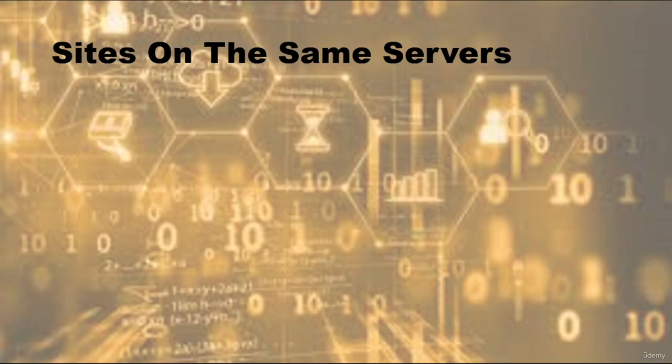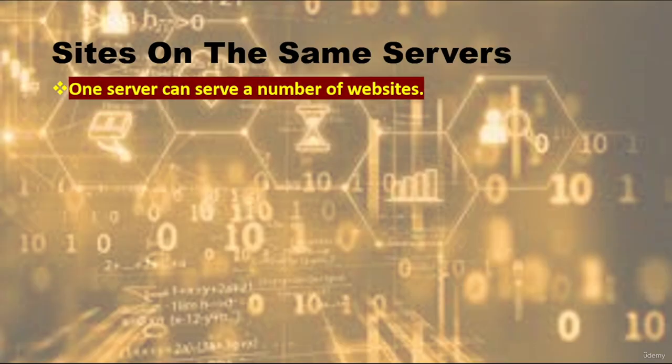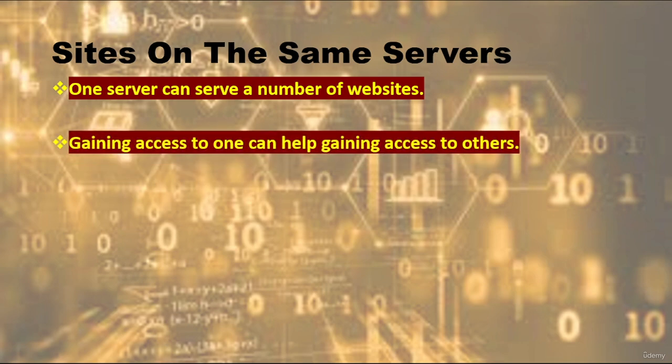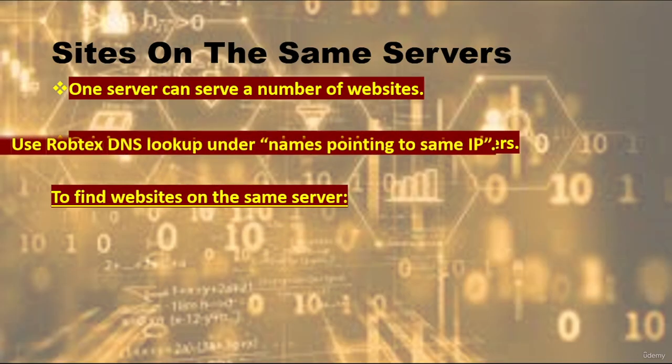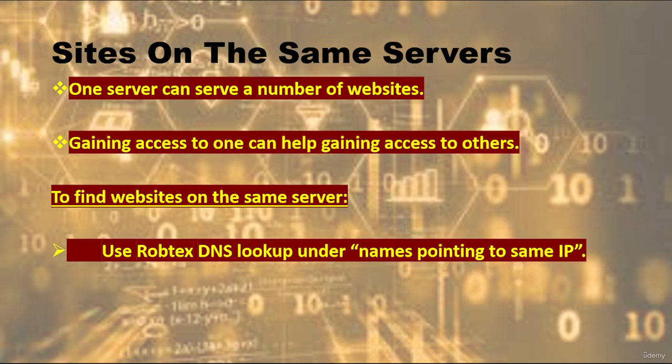So we're going to talk about the sites on the same server. One server can serve a number of websites, and gaining access to one can help us gain access to the other sites, because they are on the same server, on the same network. To find websites on the same server, we can use Robtex DNS lookup under names pointing to the same IP. You click on the names pointing to the same IP, and it tells us all these domain names are pointing to the same IP address, which is the server.